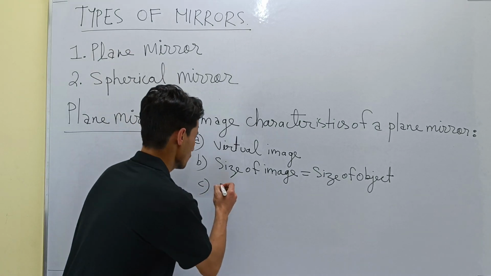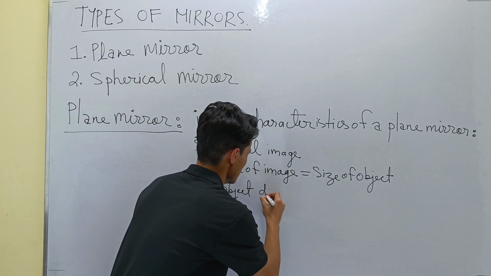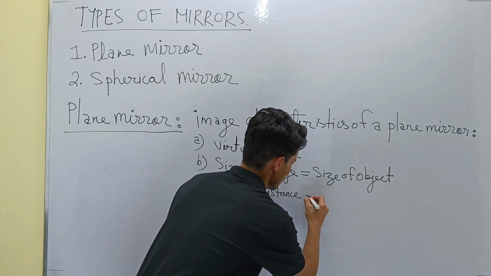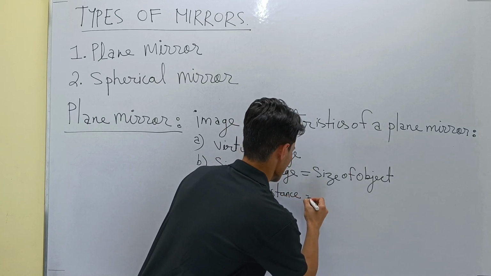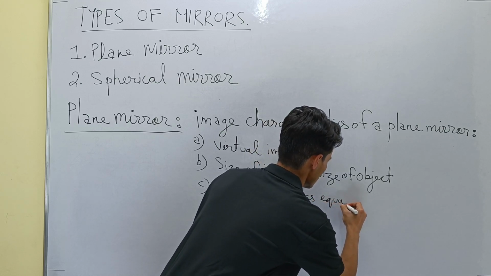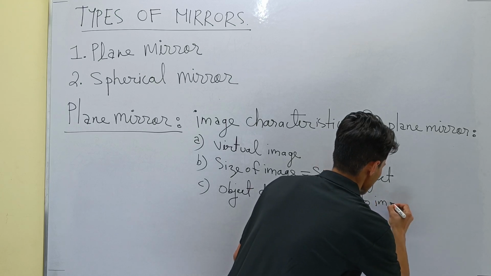Object distance is equal to image distance.